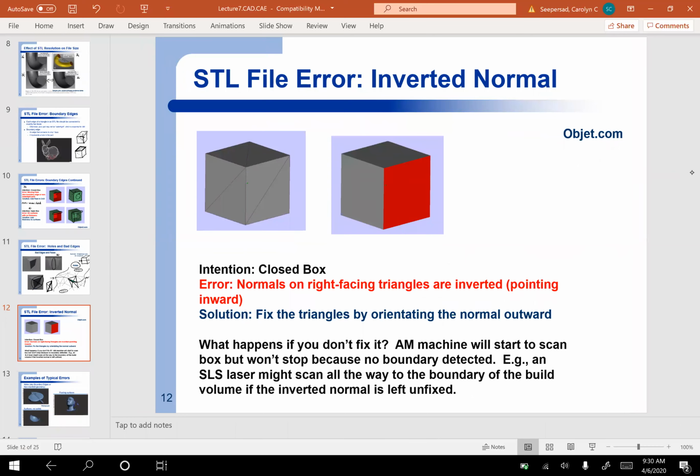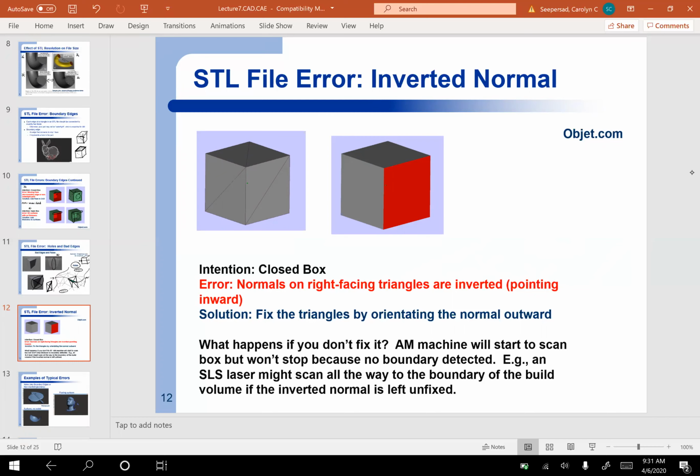There's also an example of something called an inverted normal. Remember how we talked about how as an additive manufacturing machine process plans, it's going to start scanning and look for a surface to start building, and then look for another surface to stop building, especially like an SLS machine. It's going to look at those normals and want them pointing outward so it knows what's material and what's not.